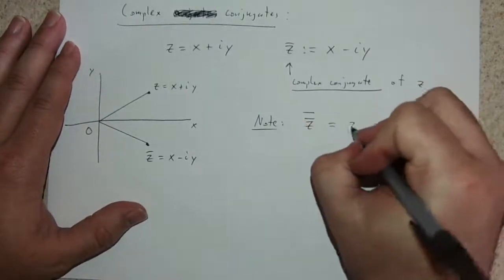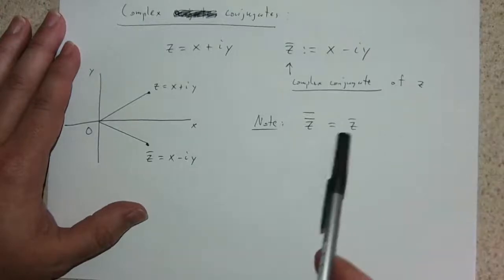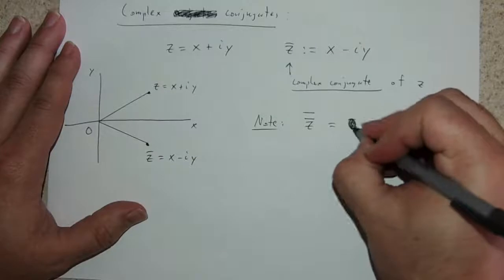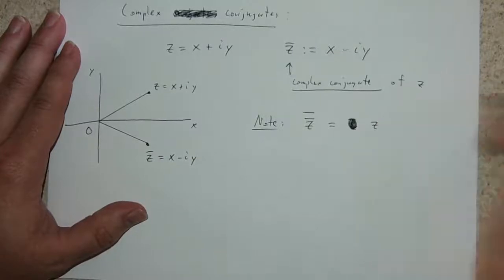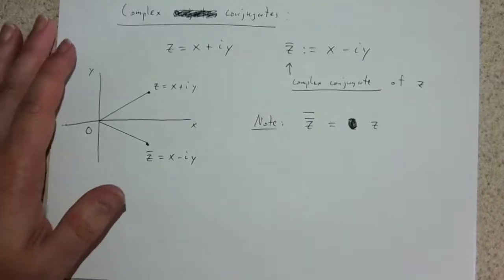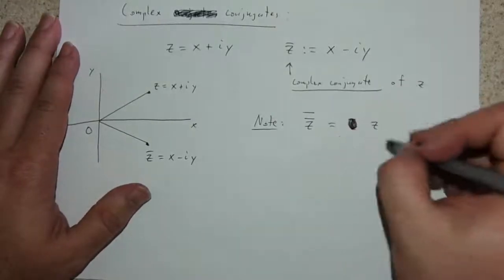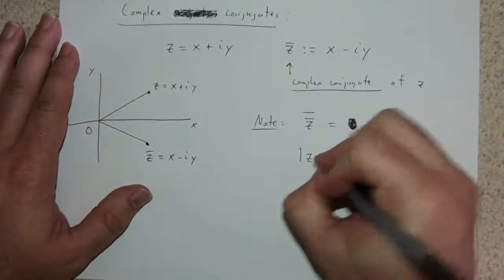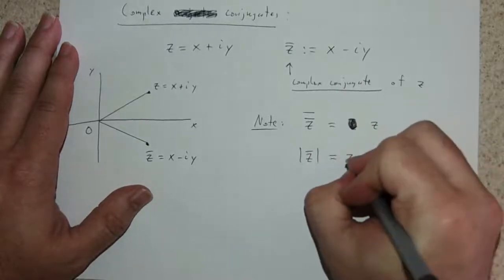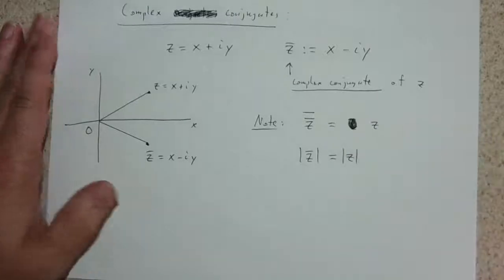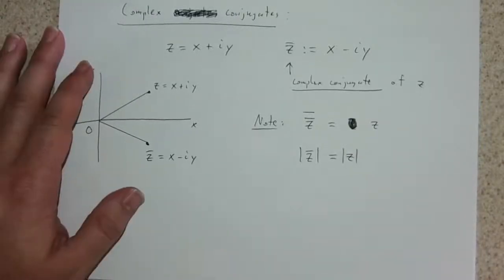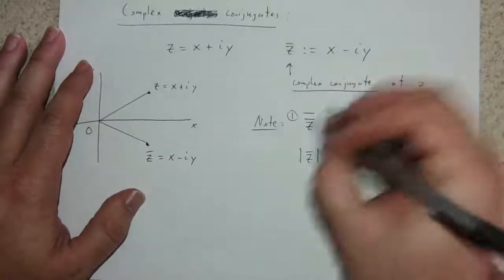So anyway, what if I take the conjugate of the conjugate? Well, that's just the... No, why did I do that? That's not what it is at all. It is just the complex number z itself. Also, the modulus of the conjugate is the same as the modulus of the complex number z itself. So here's two quick facts about conjugation.